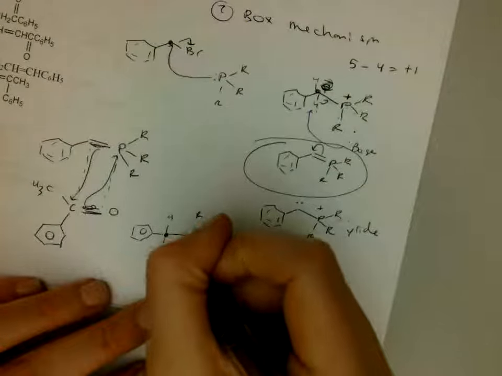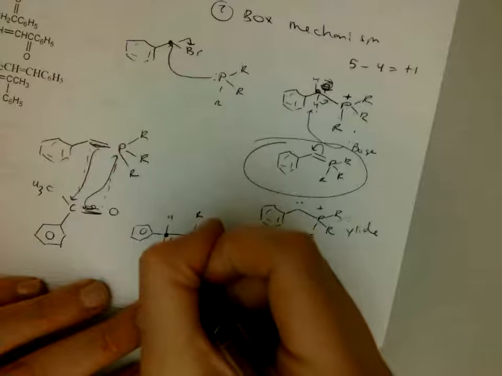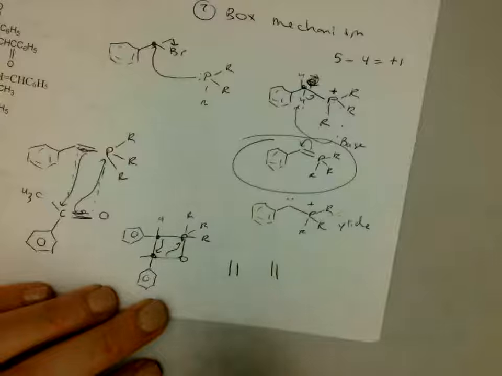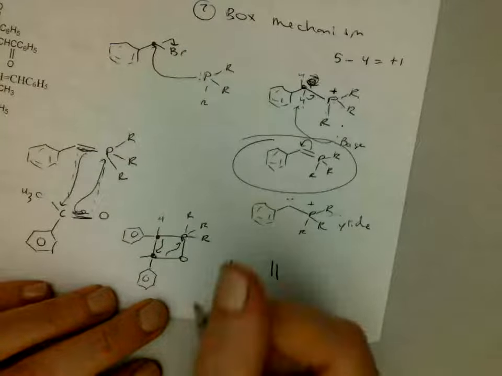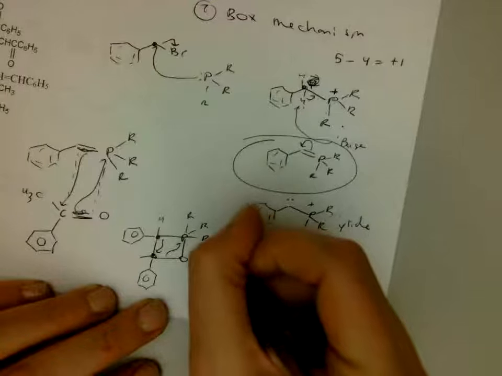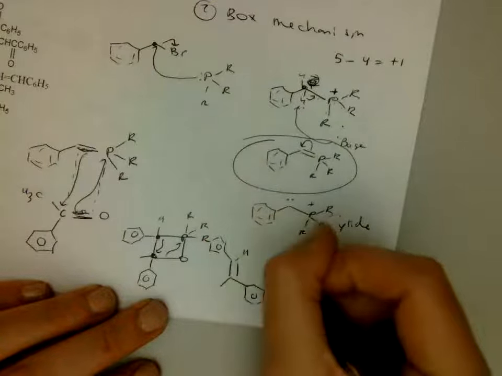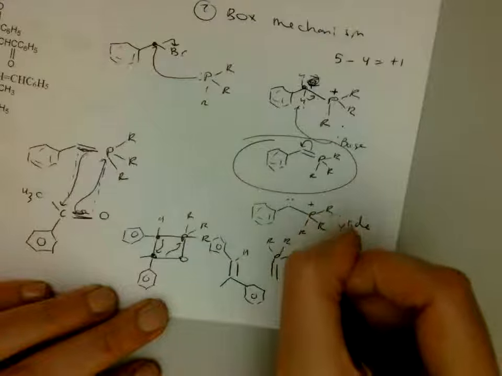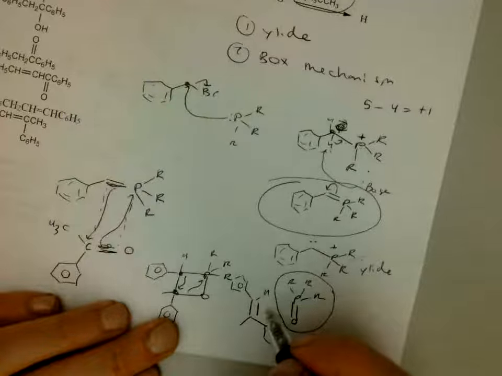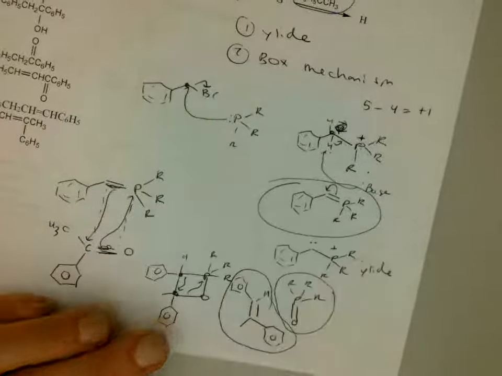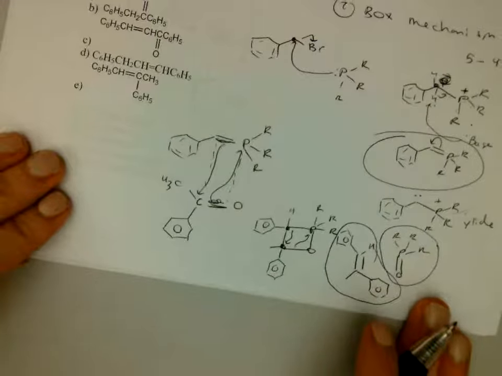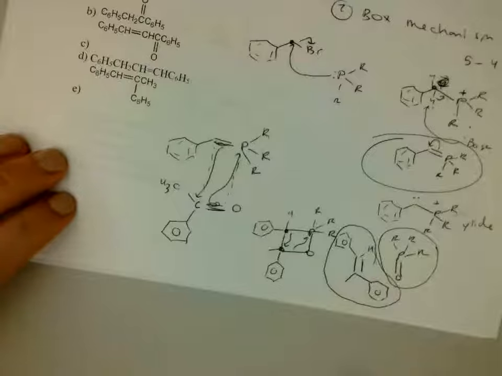Then it happens again. And a double bond is formed on this side, and a double bond is formed on this side, and the top and bottom bonds of your box are gone. So it still has the same things as it did before. Now this is your phosphorus and oxygen. So it makes this and a new carbon-carbon double bond. So that's the ultimate goal of this reaction, is to form a carbon-carbon double bond. That is a Wittig reaction.